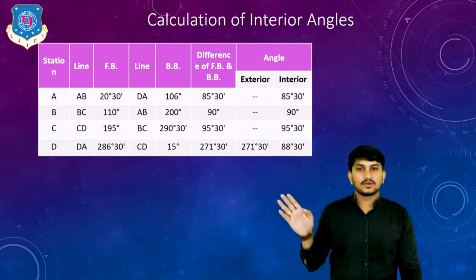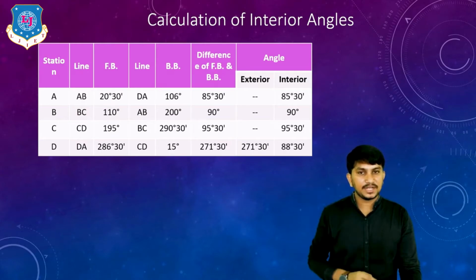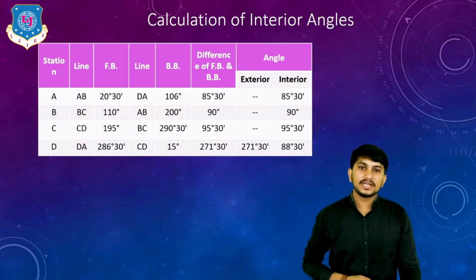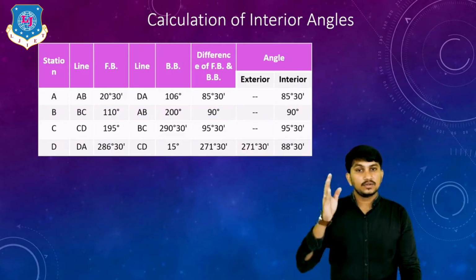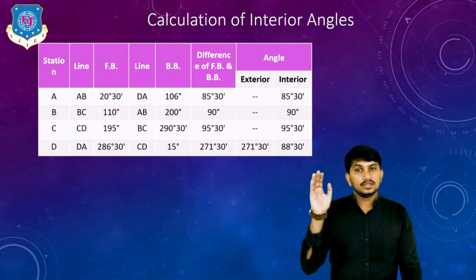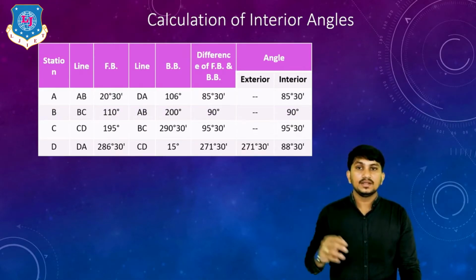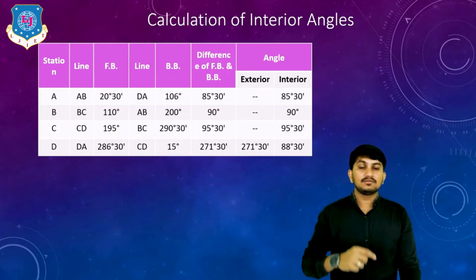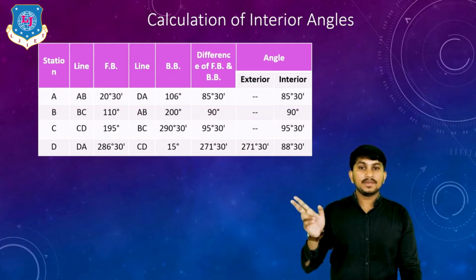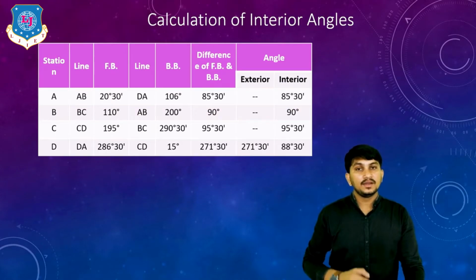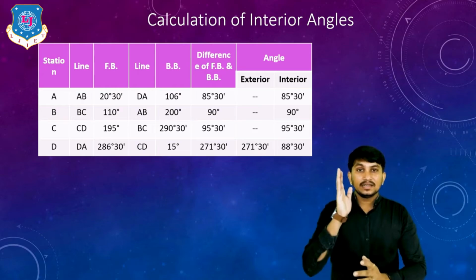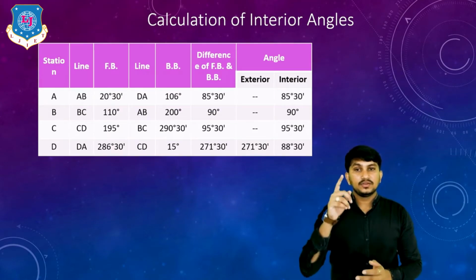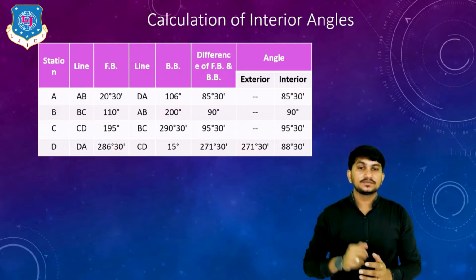For station number C, forward line is CD, FB of CD is equal to 195 degree, BB of BC is equal to 290 degree 30 minutes. The difference is 95 degree 30 minutes. The value of difference is less than 180 degree, so it is interior angle. For station D, forward line is DA, FB of D is equal to 286 degree 30 minutes. Backward line is CD, BB of CD is equal to 15 degree. The difference between FB and BB is equal to 271 degree 30 minutes, which is greater than 180 degree, means it can be exterior angle.